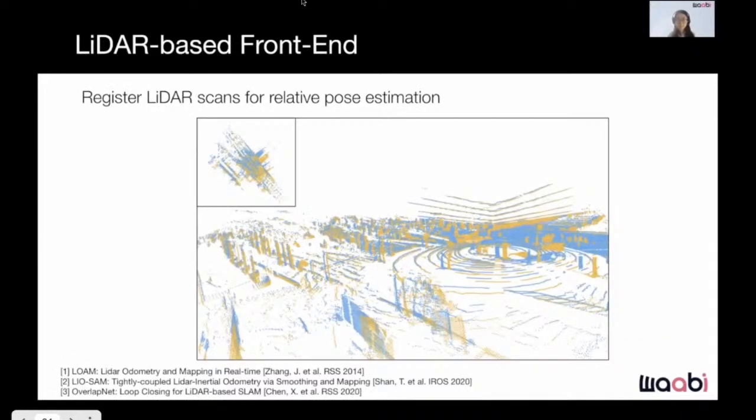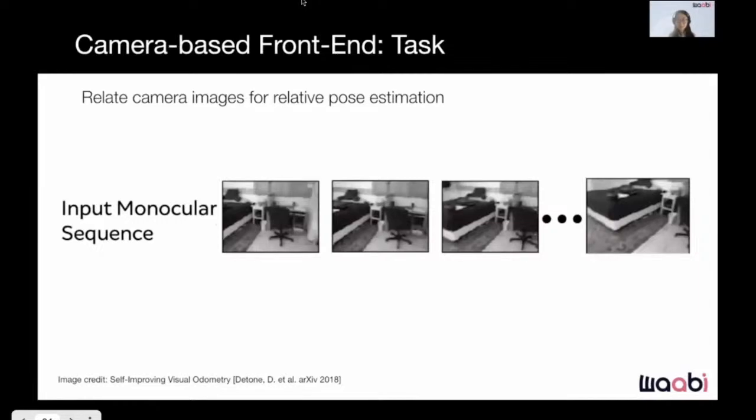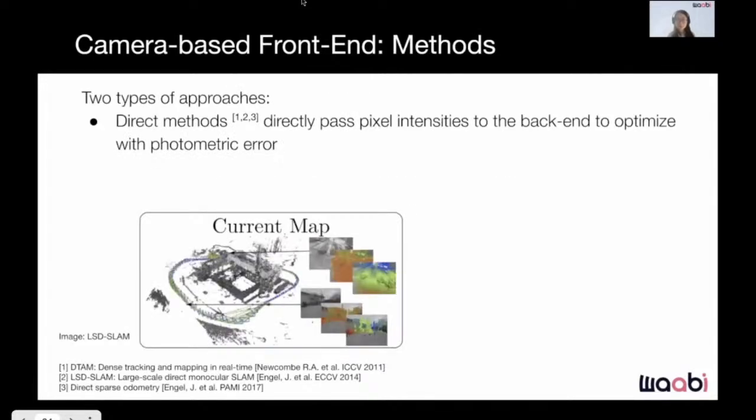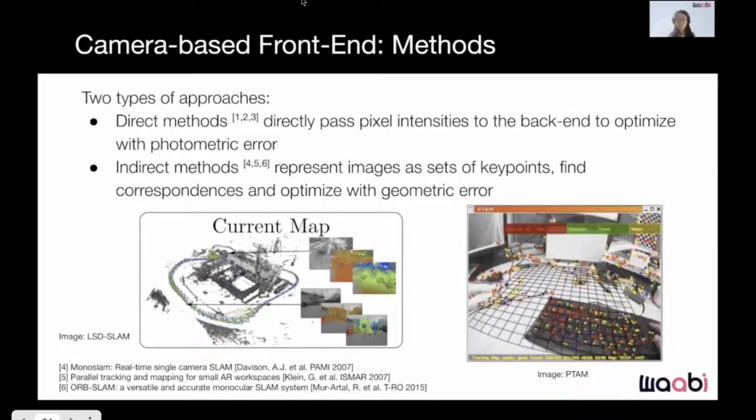In a LiDAR-based SLAM system, the frontend typically performs 3D registration between LiDAR scans for tracking and loop closing. The 3D registration can be performed with classical methods such as ICP and its variants, and there are learning-based approaches as well. On the other hand, camera-based SLAM frontend processes camera images as input to perform pose estimation during tracking and loop detection. Camera-based frontend can be generally divided into direct and indirect methods. Direct methods such as DTAM, LSD SLAM, and DSO use the raw image pixel intensities directly and optimize with photometric error in the backend. On the contrary, indirect visual SLAM systems such as MonoSLAM, PTAM, and ORB SLAM represent images as sets of key points with classic feature extractors. Image association is then performed by finding key point correspondences, which are optimized with geometric error in the backend.